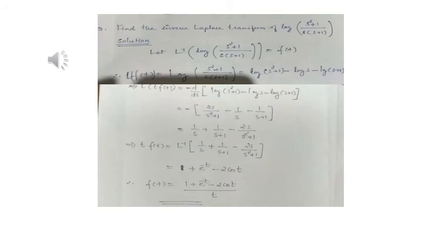Then when it is L of t f of t, as we did earlier, we have to take the derivative, minus d by ds of the RHS. Then taking the L inverse and then giving t as denominator, we will get the final answer f of t as 1 plus e raised to minus t minus 2 cos t by t.